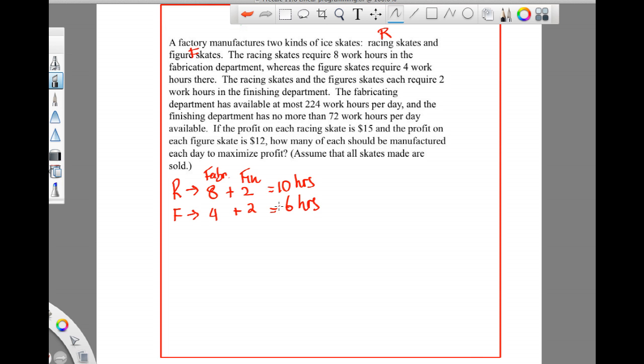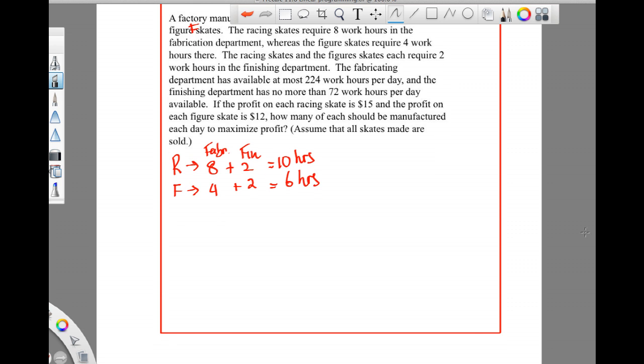What else do we have? The fabricating department has available at most 224 work hours. Well, that means that 8 hours times the number of racing skates plus 4 hours times the number of figure skates has to be less than or equal to 224. The finishing department has no more than 72 hours, so this would be less than or equal to 72, and each of these would require 2 hours of work. So that's a set of constraints that I have.